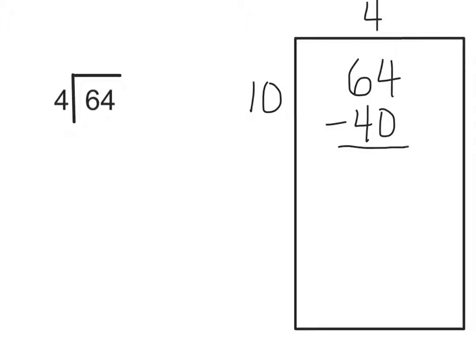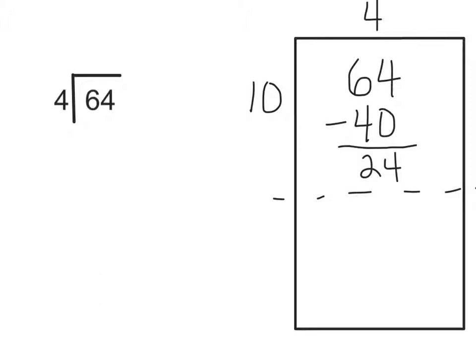So we pretend that our rectangle represents the value of 64, and our divisor is 4. That goes at the top. Step 1, choose your friendly number. Again, I like to start with 10. Step 2, multiply your friendly number by your divisor. Step 3, subtract. 64 minus 40 is 24. So we have subtracted 40.